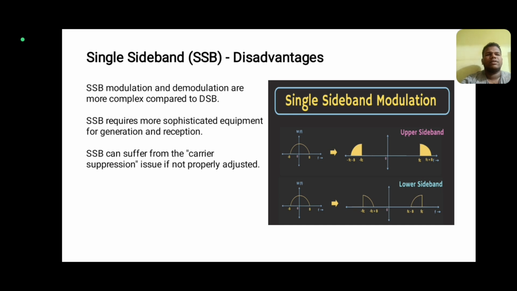Its disadvantages. SSB modulation and demodulation are more complex compared to double sidebands. SSB requires more equipment for generation and reception. It can suffer from carrier suppression issues if not properly adjusted.